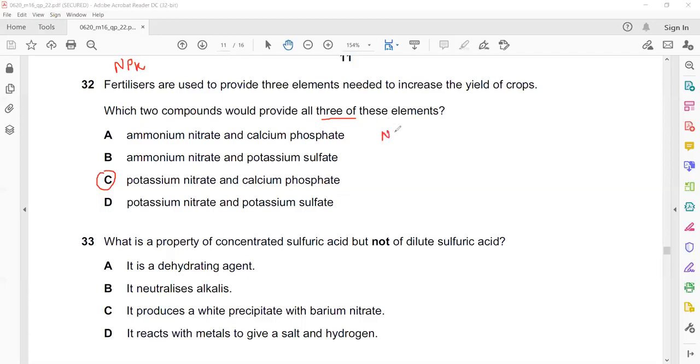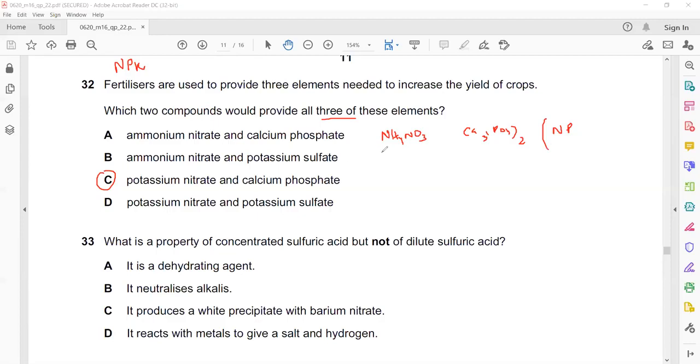Ammonium nitrate is NH4NO3, and calcium phosphate is Ca3(PO4)2. So it is providing nitrogen, it is providing phosphorus, but there is no potassium.